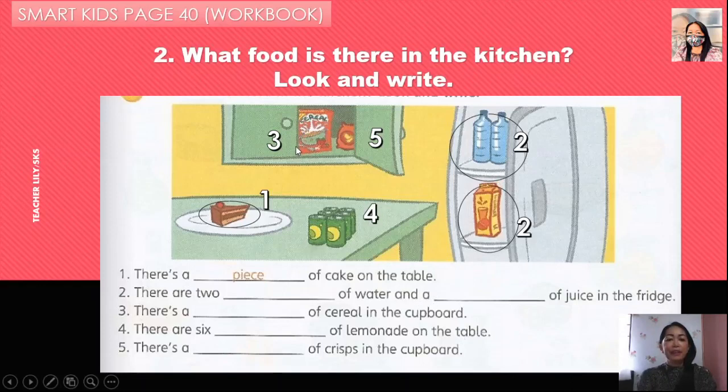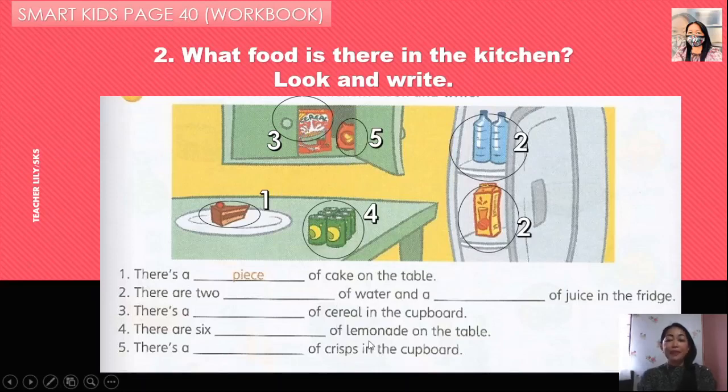Okay, number 3. There's a, what is this? Box, right? A box of cereal in the cupboard. And number 4, there are 6 cans of lemonade on the table. And number 5, there's a what? A bag of crisps in the cupboard.